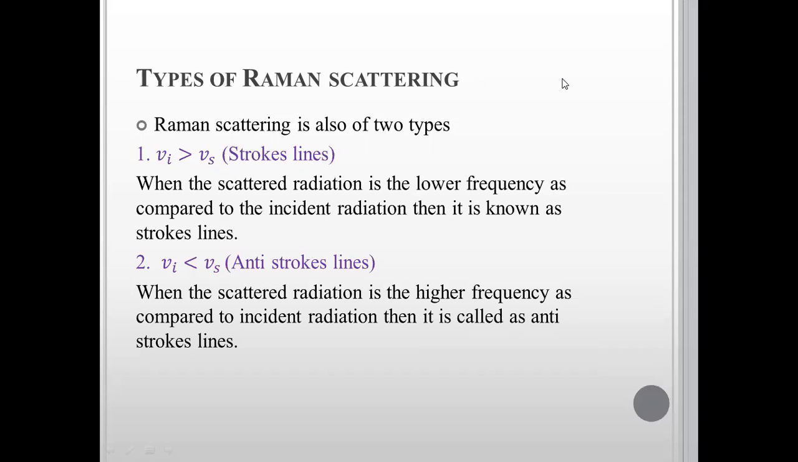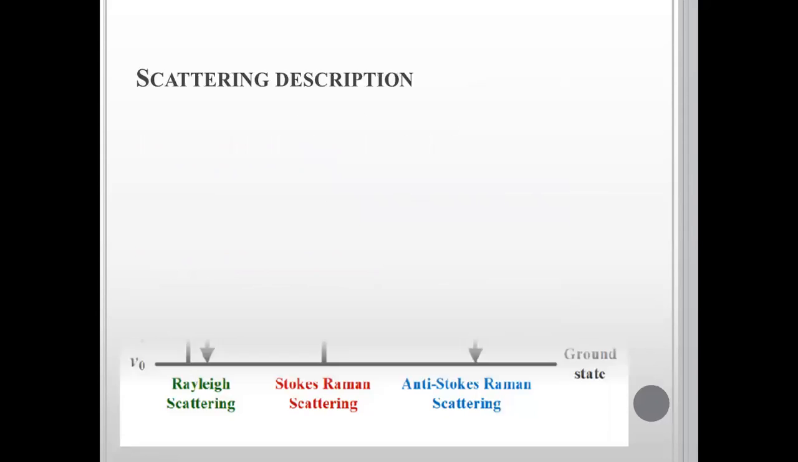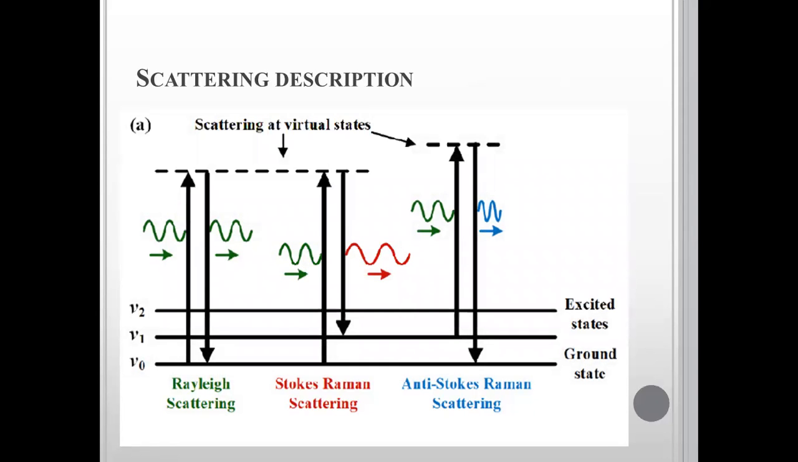Now we see the further description of scattering, that what happens in the scattering. So in this diagram, first of all, let me tell you what is virtual state. The molecule in the lower state, when it absorbs the incident radiation, is excited toward an unstable excited state that we call the virtual state.